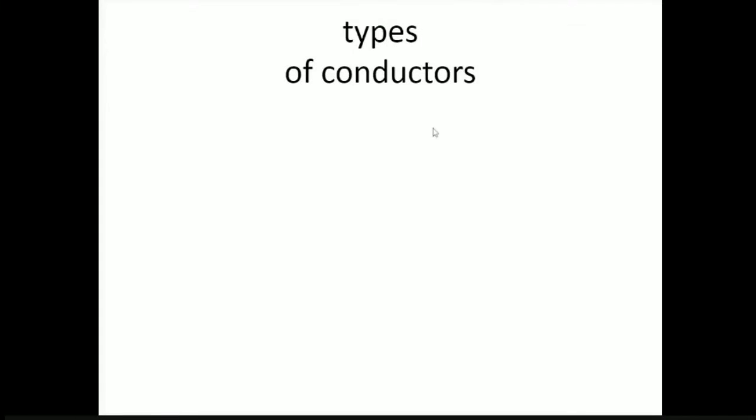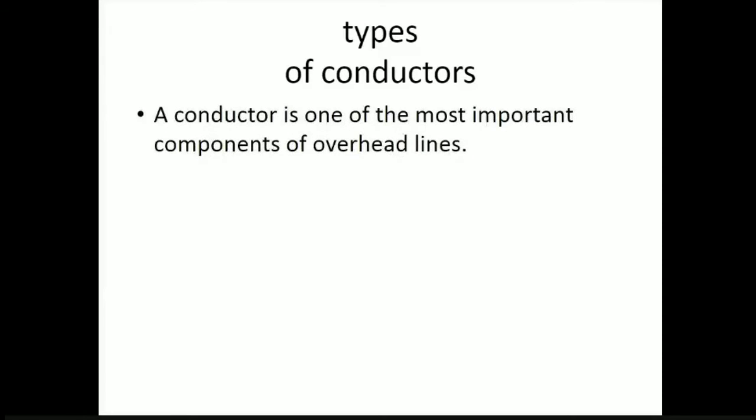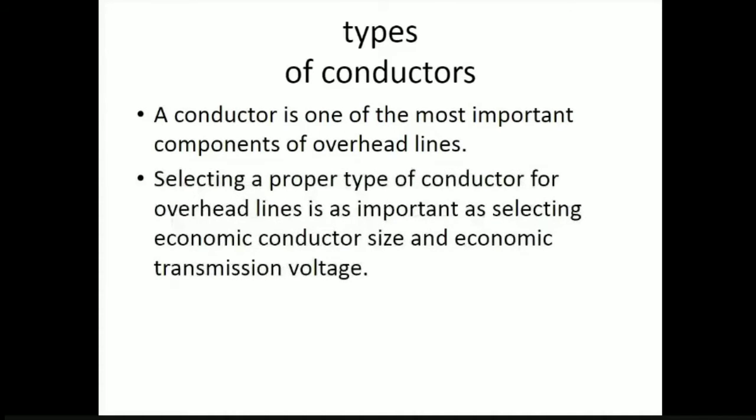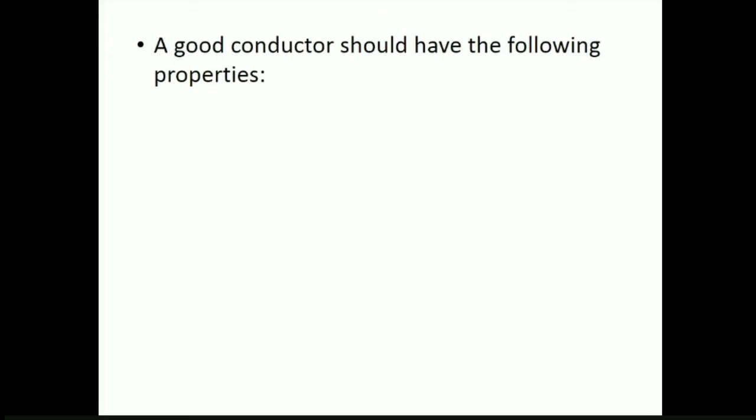Good evening all. We shall continue with our third module. Here we shall see types of conductors used for transmission. A conductor is one of the most important components of overhead lines. Selecting a proper type of conductor for overhead lines is as important as selecting economic conductor size and economic transmission voltage. So the purpose of a conductor is to transport power from one location to another, subjected to certain conditions.